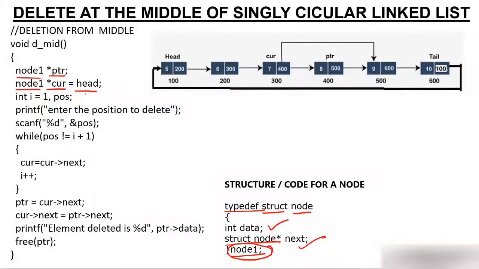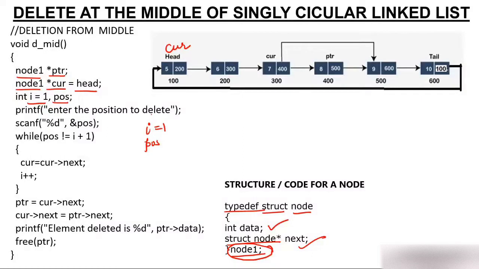Fine, let's start. So I've created a pointer ptr, I've created a pointer current, and I've initialized it with head. What is head? 100. So current will come to 100. Fine. Okay. I've created one variable i equal to 1. I've created one variable position, that is pos. I'll ask the user to enter the position. So I've created a variable i equal to 1, I've created a variable pos. Let me ask the user, enter the position to delete.